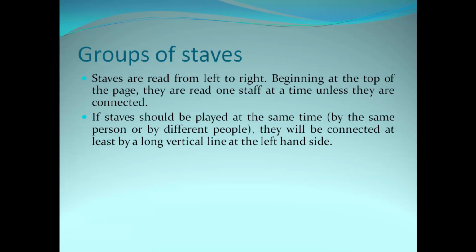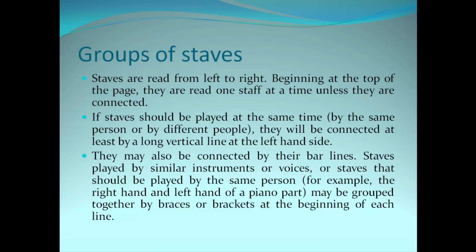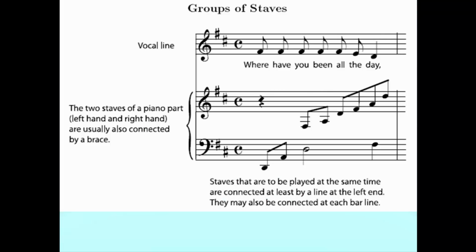If the staves should be played at the same time by the same person or by different people, they will be connected at least by a long vertical line at the left-hand side. They may also be connected by their bar lines. Staves played by similar instruments or voices, or staves that should be played by the same person, for example the right hand and left hand of a piano part, may be grouped together by braces or brackets at the beginning of each line, like this.